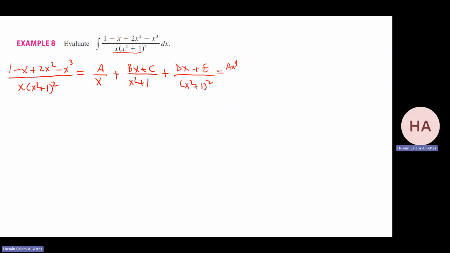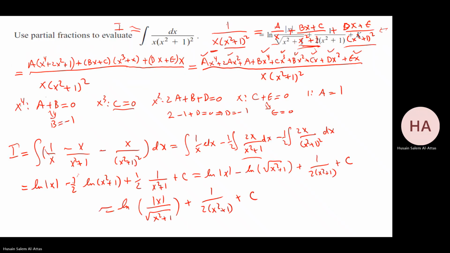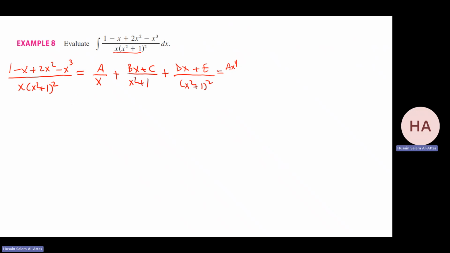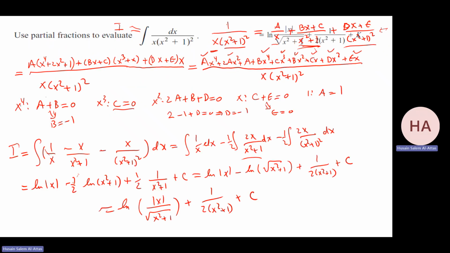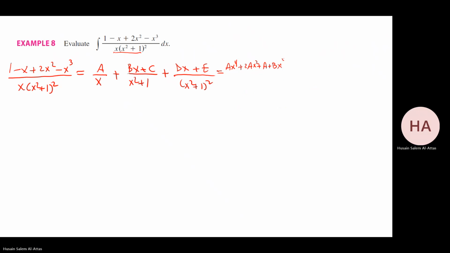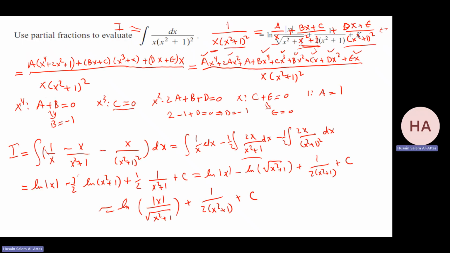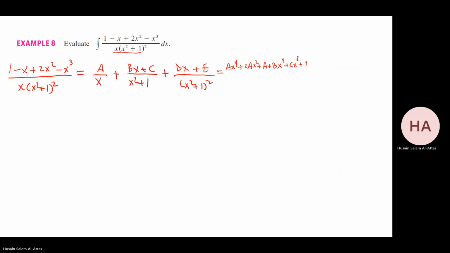So I have this. So let me write this just to save time. That will be ax to the power 4 plus 2ax squared plus a plus bx to the power 4 plus cx cubed plus bx squared plus cx plus dx squared plus ex.